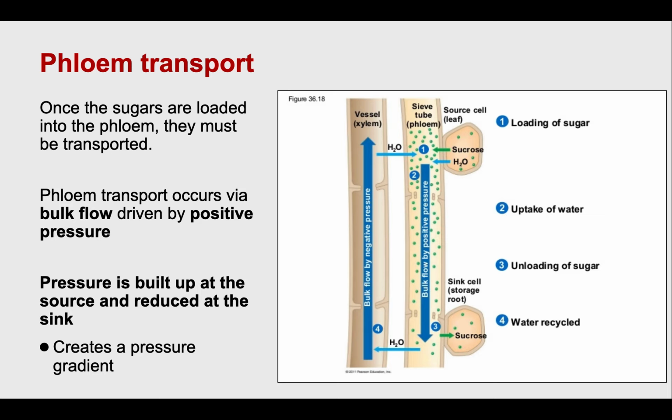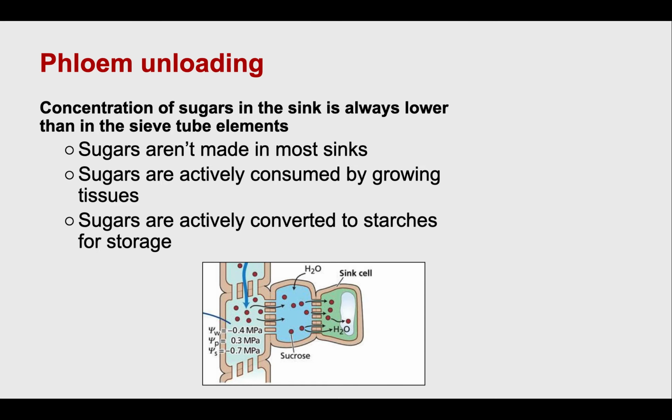And unlike xylem, phloem can move bidirectionally. It doesn't just move from the bottom to the top of the plant. It can move in all sorts of directions. And in terms of unloading the sugars, the sugars have made it to where they need to be. We need to unload them to the cells that need to use those sugars. It's pretty easy to do because the concentration of the sugars in the sink is always going to be lower than in the sieve tube elements. So the concentration of our sink cell here is very low in solutes. Solutes want to move from high to low concentration, so they're going to flow into our sink cell. Sugars can be consumed by growing tissues in our sink cells, or they can be converted to starches for storage.